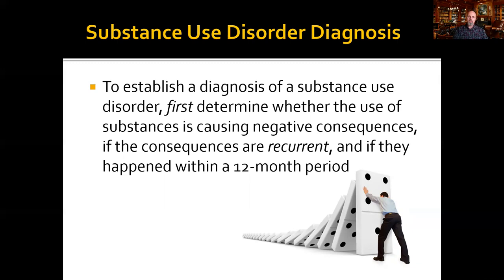The consequences must be recurrent. So recurrent essentially means it happens more than once. So there needs to be repeated negative consequences. And the negative consequences must have happened within the last 12 months. So if somebody had negative consequences from their drinking when they were in college and they're now 46 years old, you can't use the negative consequences from when they were 19 years old to try and determine if they have a substance use disorder now.